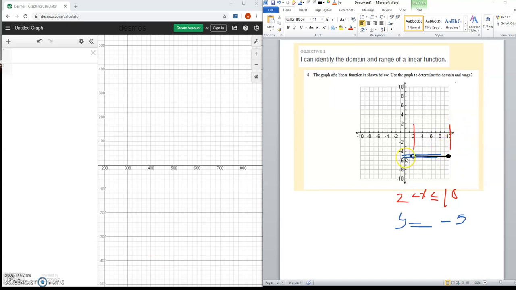Now let me explain what I did with the range. Range is marking bottom to top. If I mark bottom to top of this particular line, it is pointing me to one single number, and that one single value is -5. So therefore your Y, or your range, is Y equals -5, because that's only one single number.